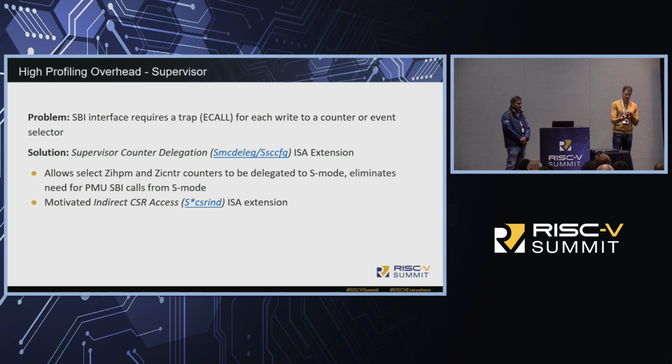That motivated creating yet another ISA extension, which is the indirect CSR access. I'm not going to talk in detail about it because it was just a means of achieving what we needed to achieve. But it takes the indirect CSR mechanism that existed as part of AIA and generalizes it for use by other extensions so that we didn't consume so much of the limited direct CSR address space. So this supervisor counter delegation extension uses that, and now we have the ability for supervisor mode to directly write counters.